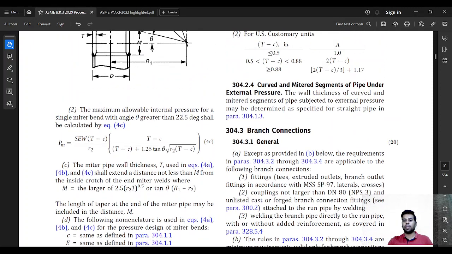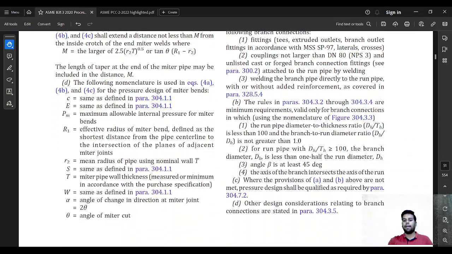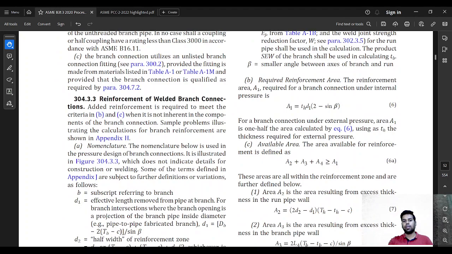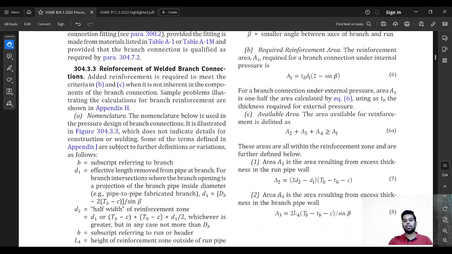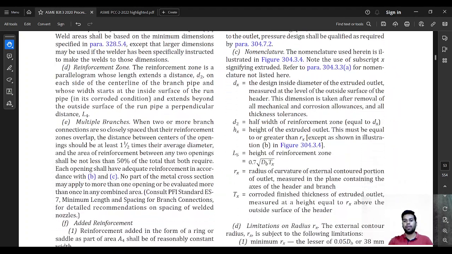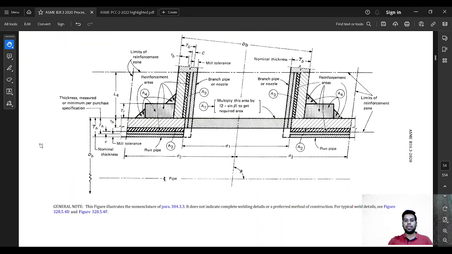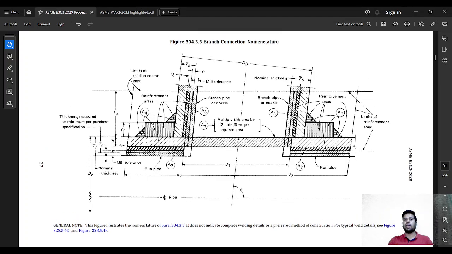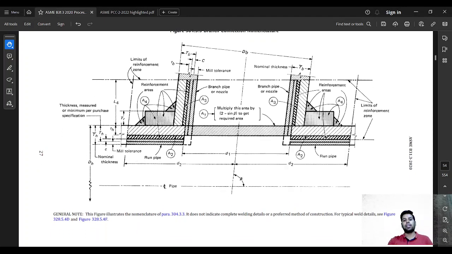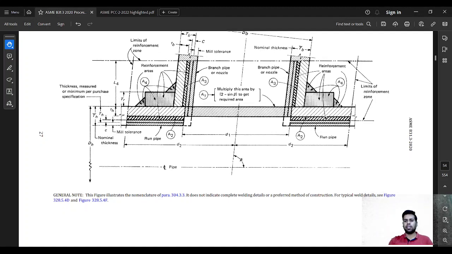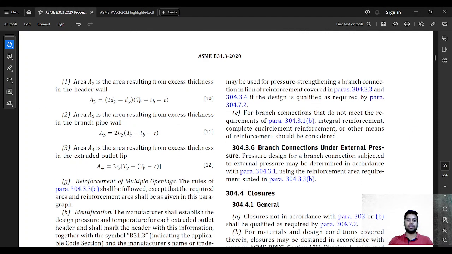Curved and mitered segments, branch connections, strength of branch connections, strength of welded branch connections. These are some requirements that are given. This is for a nozzle or again a branch connection. You have a main pipe and you have a branch connection going out from this. So how to make this branch connection, what welds are to be done, what the thickness requirements should be, all of this is given here for the designer to take into consideration.